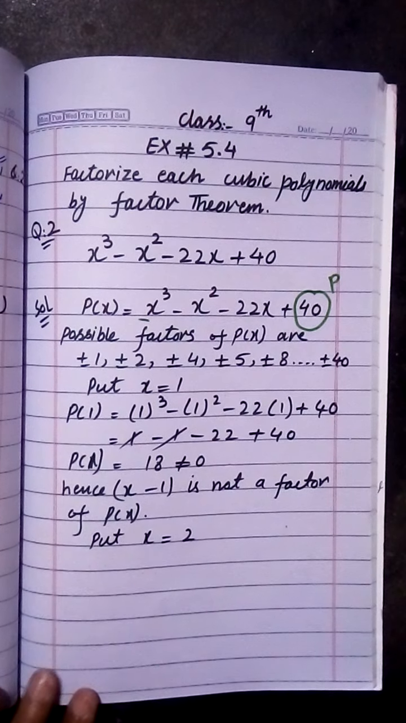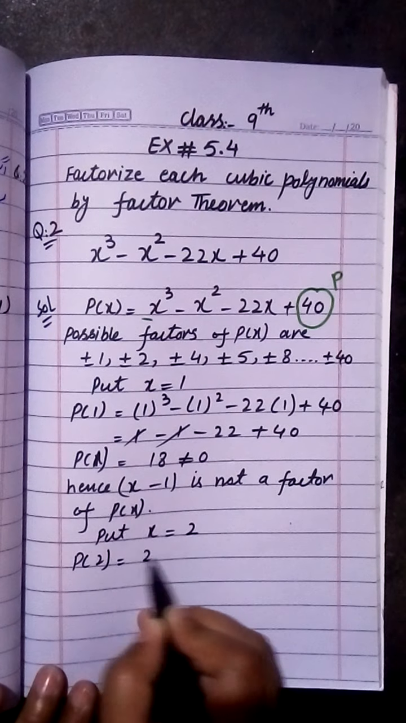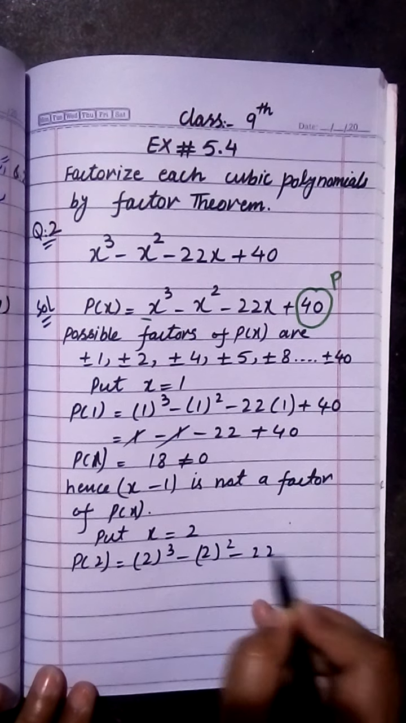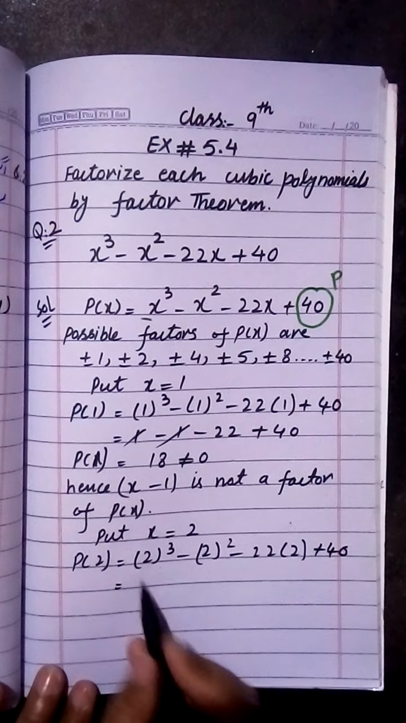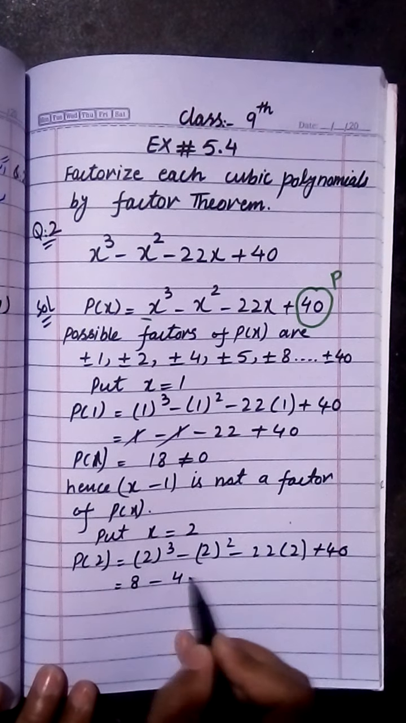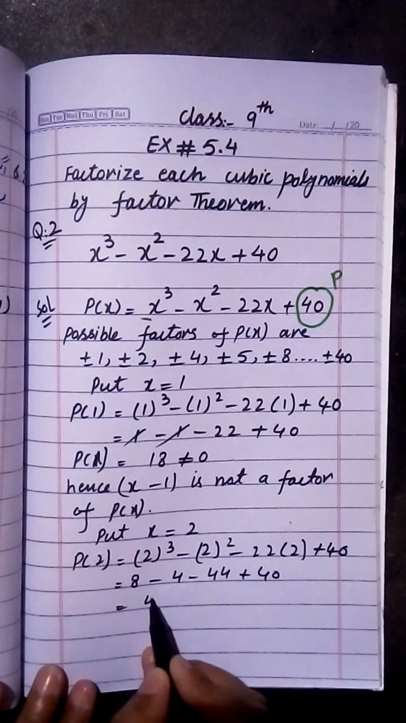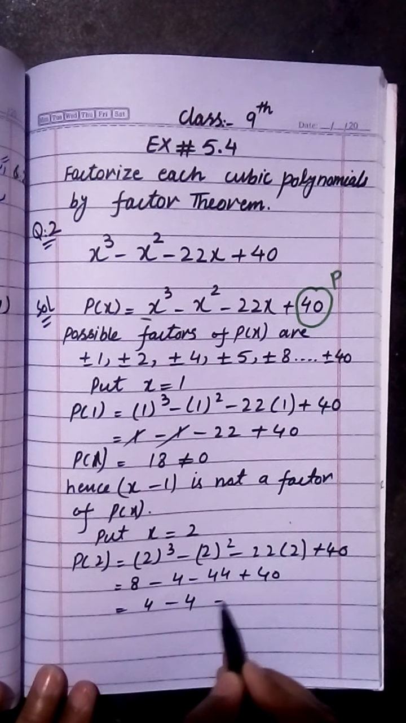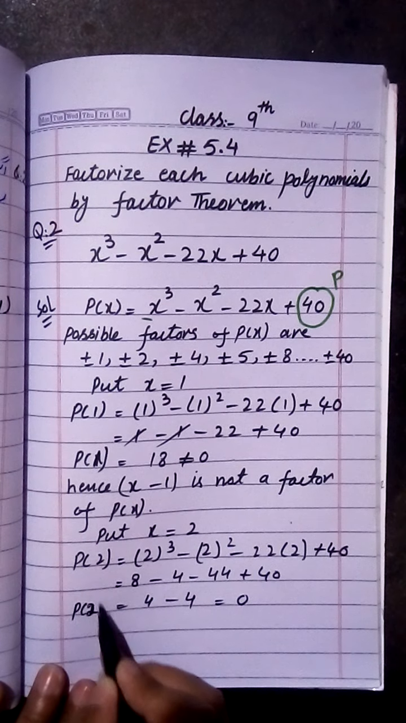अब x equals to 2 हम पुट करके देखते हैं। So p into 2 equals to 2 cube minus 2 whole square minus 22 into 2 plus 40 as it is. So after simplification you have to get 2 raised to power 3, means here 2 written 3 times, 2 to the 4 minus 44 and plus 40. So 8 minus 4 equals to plus 4, and minus 44 equals to minus 40. So check that it will be equals to 0. So it means this is the factor of px.